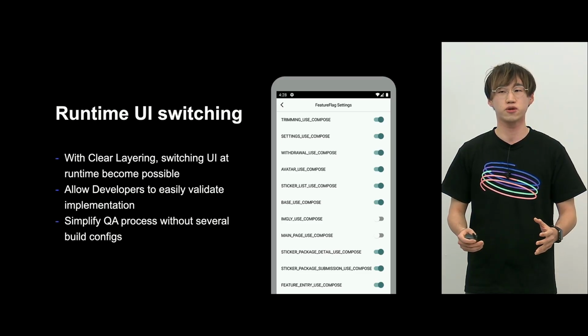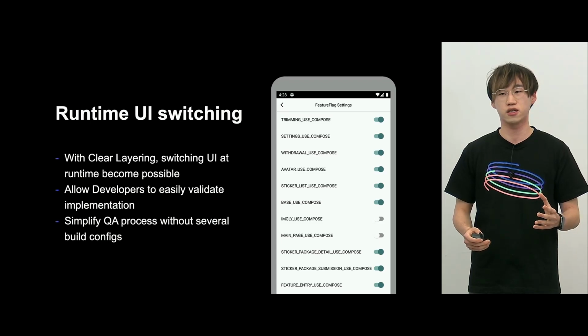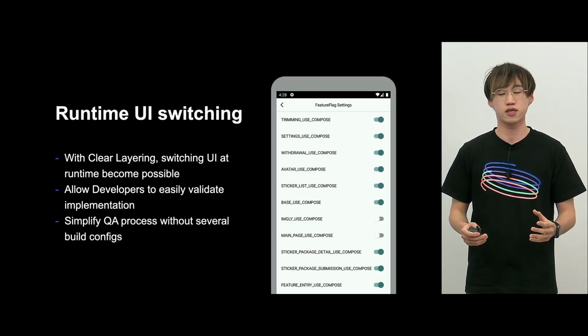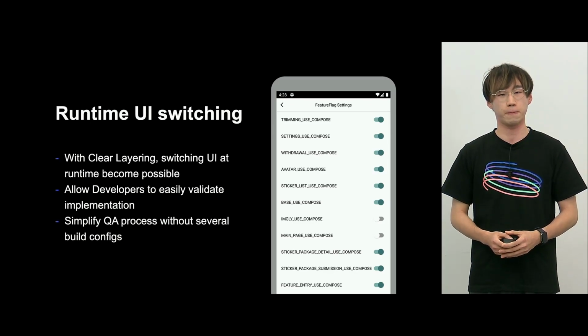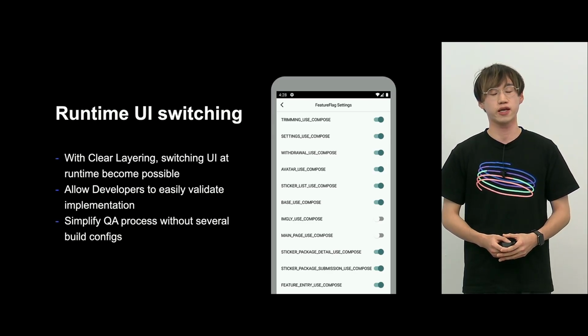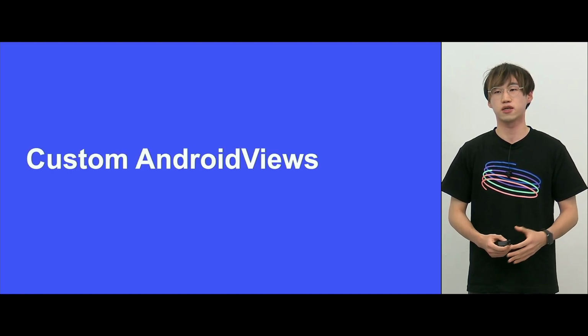A debug configuration menu like this would allow switching between implementations. At runtime, developers can easily compare behaviors. There is no need to compare multiple builds during the QA phase. This solves the mixed layer problem.